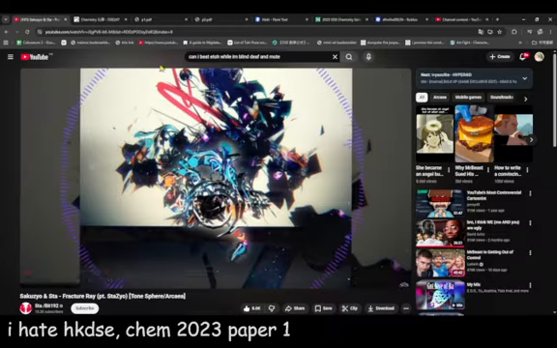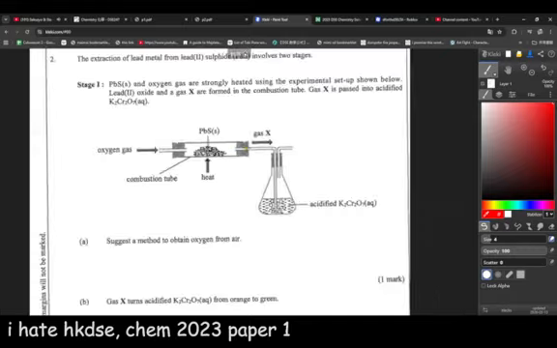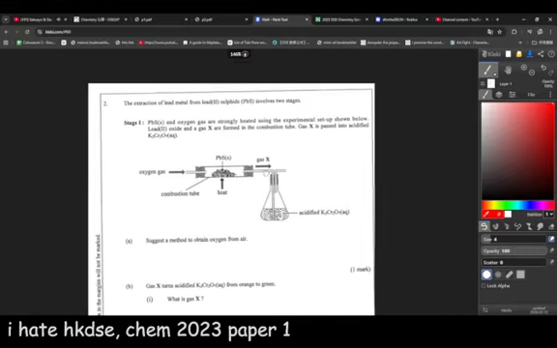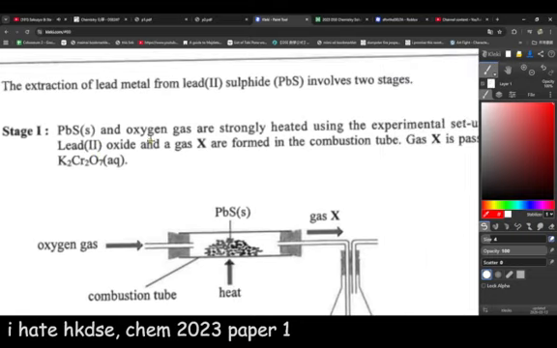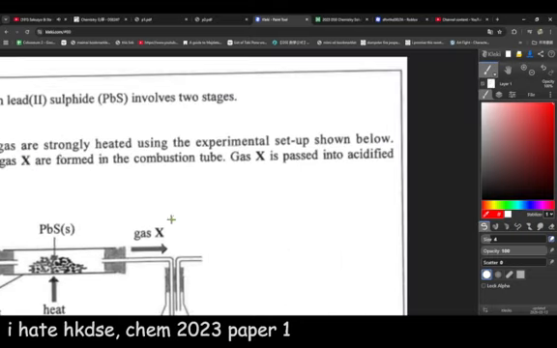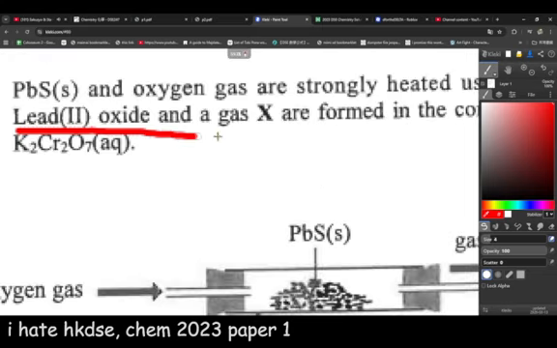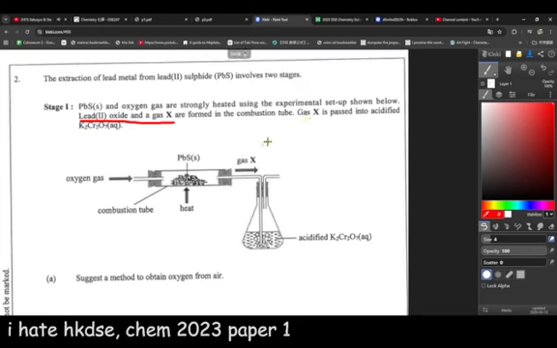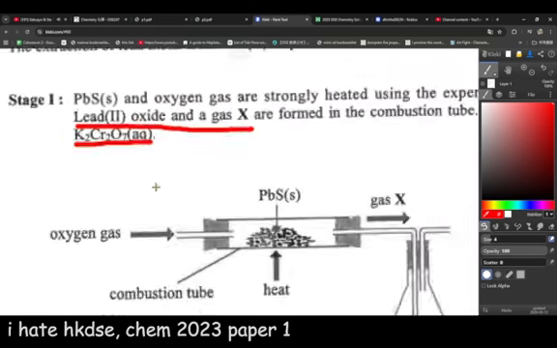Extraction of lead metal from lead sulfide has two phases. So, let's look at this. PbS and oxygen gas are strongly heated using these minerals shown below, giving lead oxide and gas X. Underline this. In the combustion tube, gas X is passed into acidified potassium dichromate.